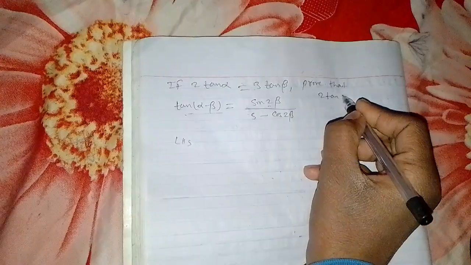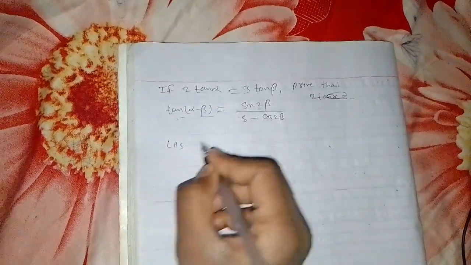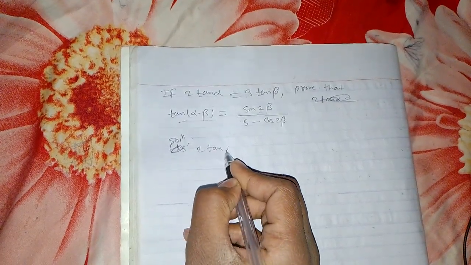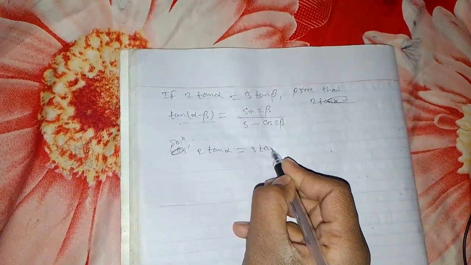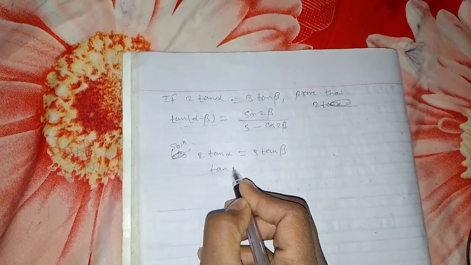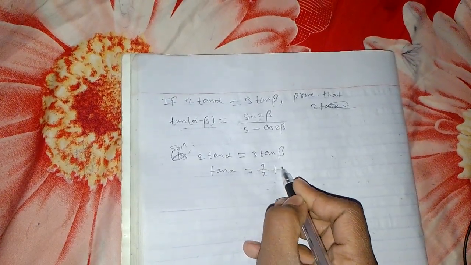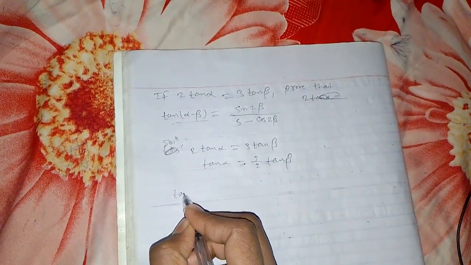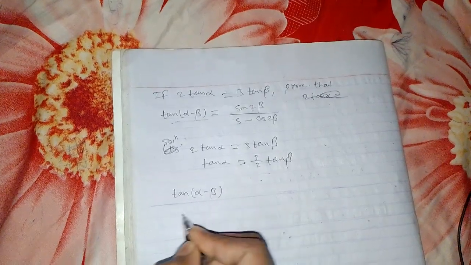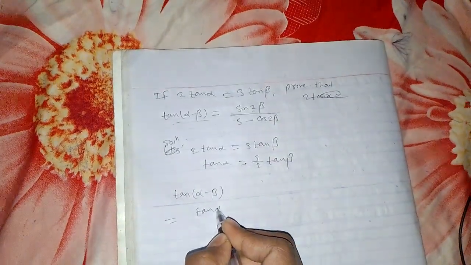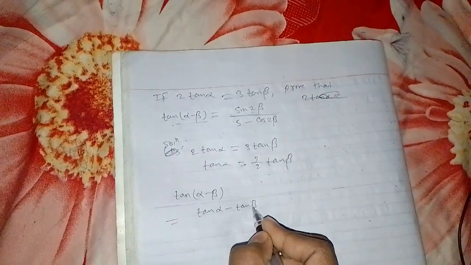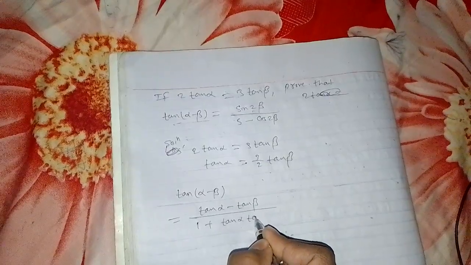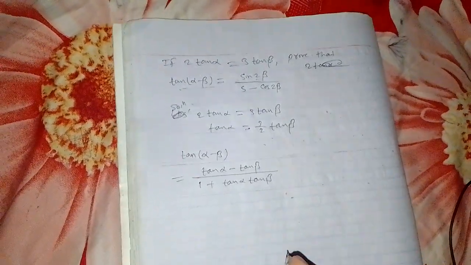So 2 tangent alpha is given as, let's write it here, the solution part. 2 tangent alpha is given as 3 tangent beta. So I can write tan alpha as 3 over 2 tan beta. This is tan alpha. So tan of alpha minus beta will be tan alpha minus tan beta divided by 1 plus tan alpha tan beta. Is this visible in the camera? Yes.